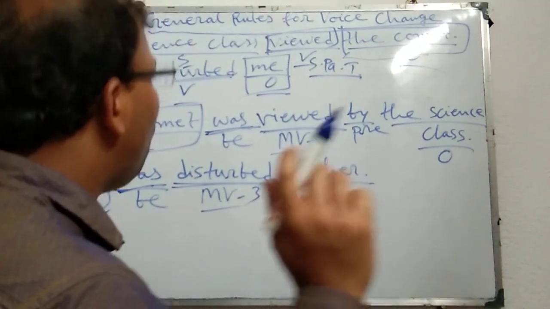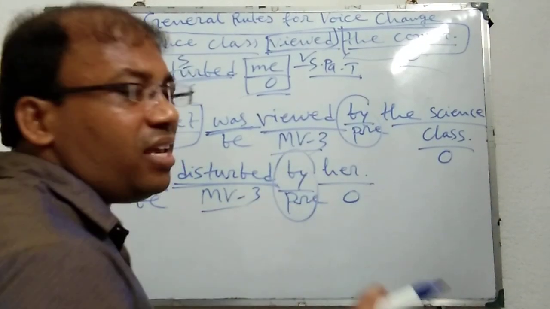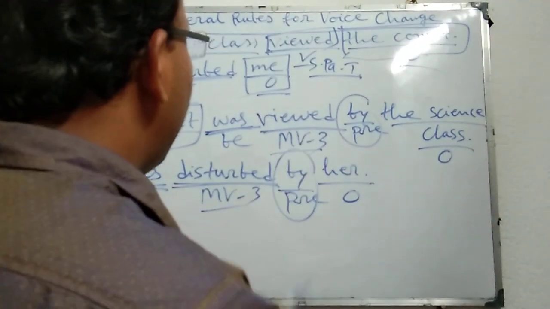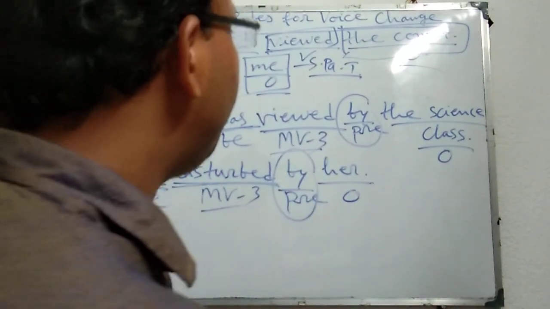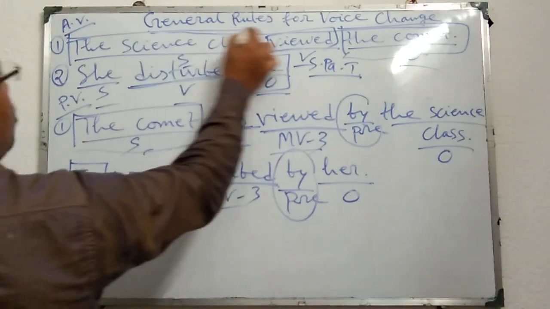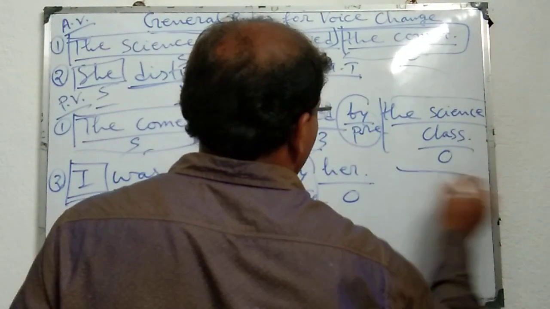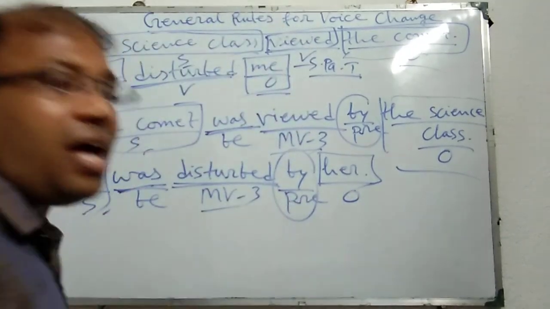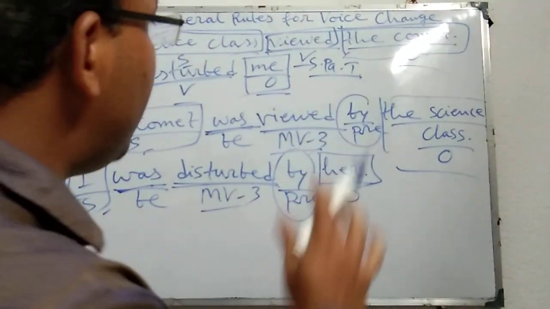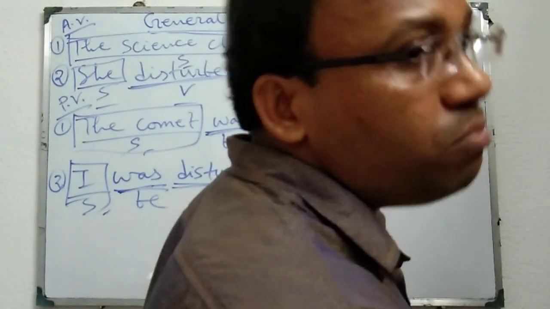And rule number 4, a preposition, generally by, is placed after the MV3, and thereafter the subject of the active voice becomes the object in the passive voice. This is the general rule for changing voice from active to passive.